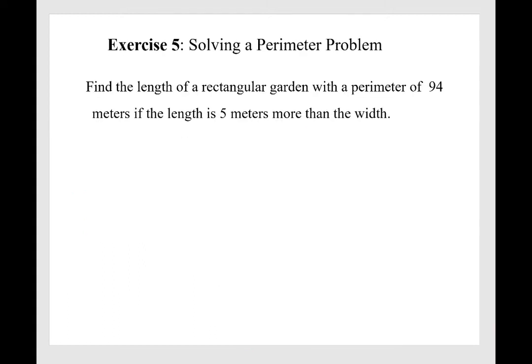All right, the next type of example is also a geometry problem. It has to do with perimeter, okay? And we did some perimeter problems back when we did section 2.6, so this might be a little repetitive, but it's important that you see it again. Okay, find the length of the rectangular garden with a perimeter of 94. So rectangle, perimeter. We automatically know we're going to start with P equals 2L plus 2W. All right, it tells us the perimeter is 94, so I'm going to replace the P with 94.